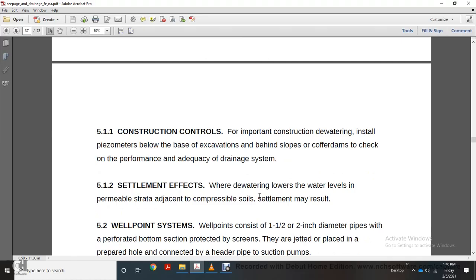And it goes on to 5.11, construction controls. For important construction, dewatering is installed with a piezometer below the base of the excavation, behind the slope of the cofferdam, to check the performance and adequacy of the drainage system. Settlements are affected by the dewatering load of the water level of the permeable strata adjacent to the compressible soil, and settlement may result.